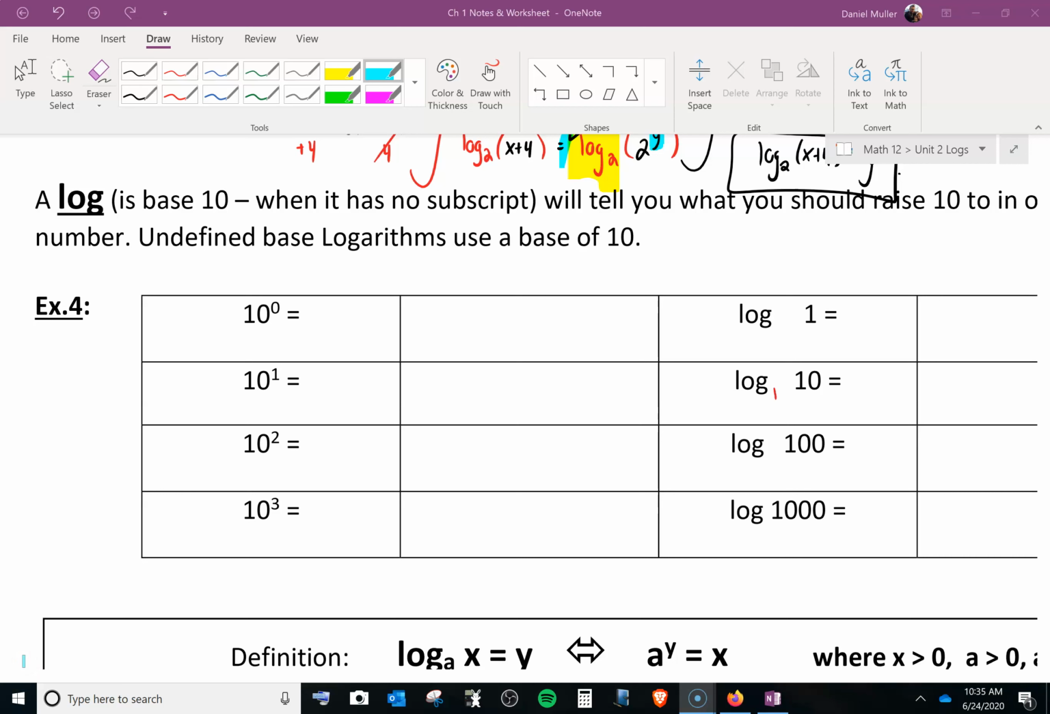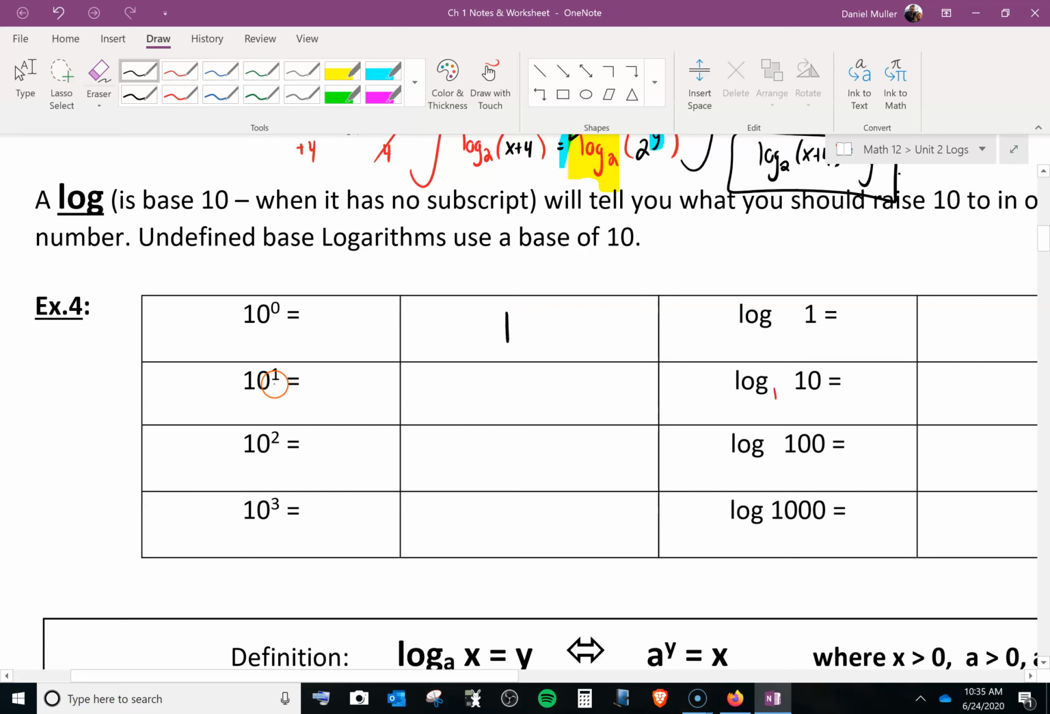All right, let's take a look at logarithms and exponents and how they're related to each other. This part right here we've done for quite a while. We've worked with exponents before. So 10 to the 0, well, anything to the 0 is just 1. We should note that part.